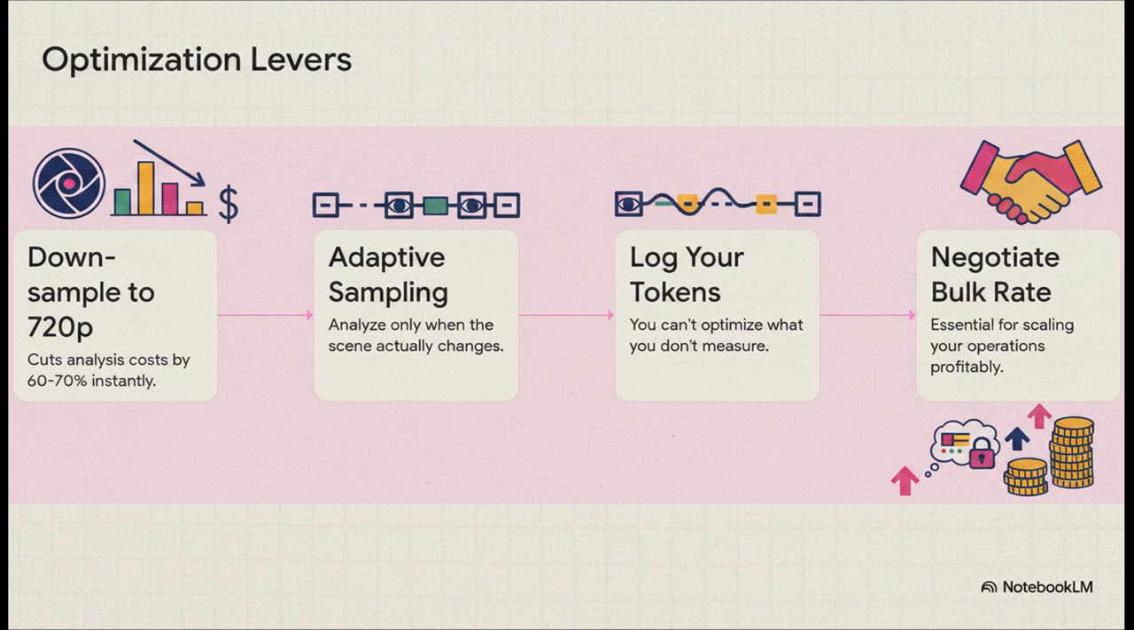Third, and this one is absolutely non-negotiable, you have to log your token usage. You cannot optimize what you don't measure. And finally, as you start to grow, negotiate bulk rates with your API provider.